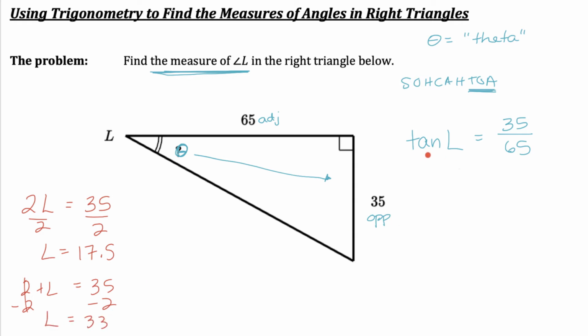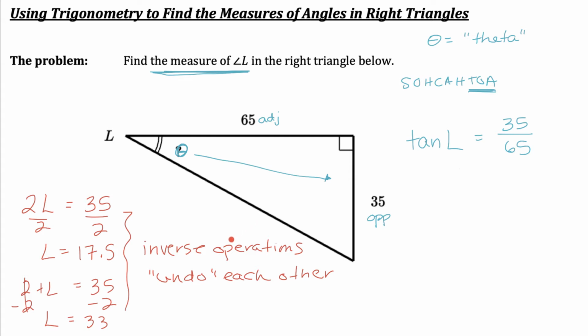Well, over here, we need a way to cancel out tangent. If you remember back in 6th or 7th grade, these were called inverse operations, right? Inverse operations undo each other, right? So addition and subtraction are inverse operations, multiplication and division are inverse operations, squaring and square rooting are inverse operations. So we need a new tool here. We need an inverse to the trigonometric operations. So the inverse trigonometric operations have special names.